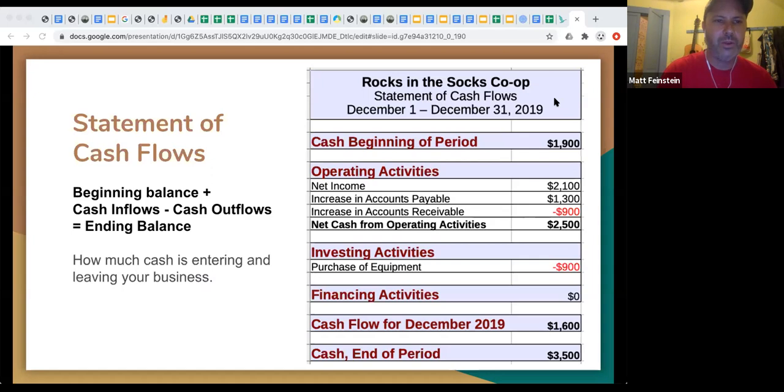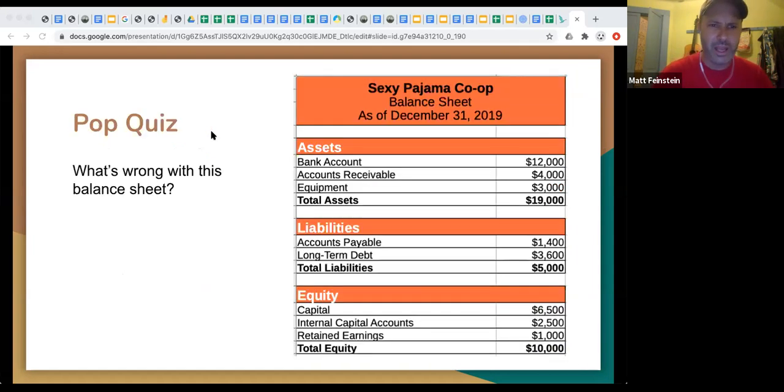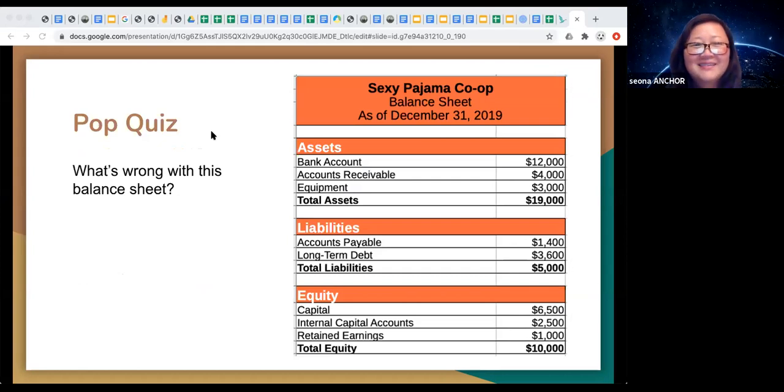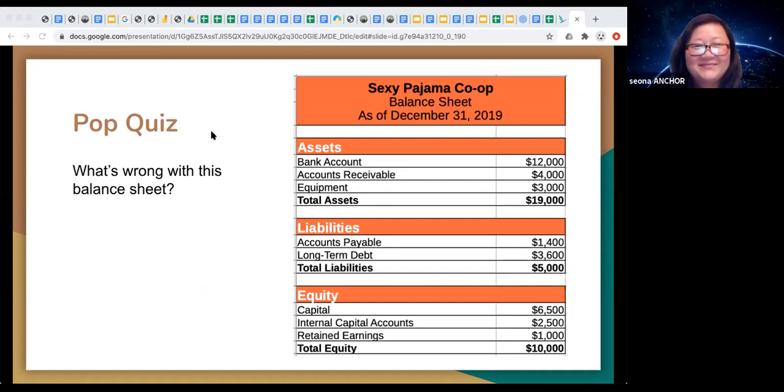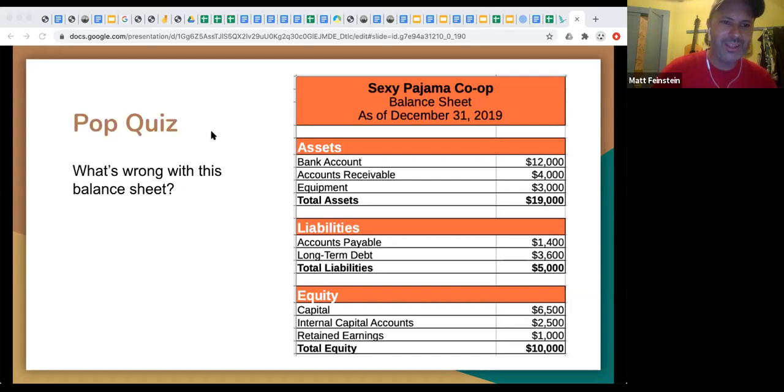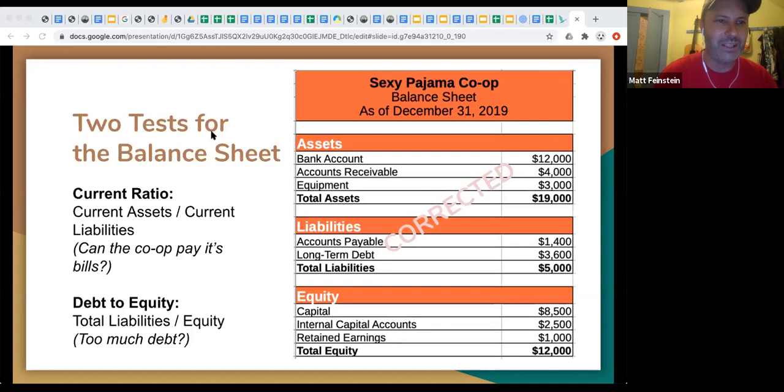All right, so I have a question for you all. Anyone feel free to chime in. What is wrong with this balance sheet? What looks off? It doesn't balance. Right. Exactly. When you add up your liabilities and your equity, it doesn't meet your assets. So it's an imbalanced sheet. So all right, let's fix that. Here we go. We have a corrected one, and I have another exercise.